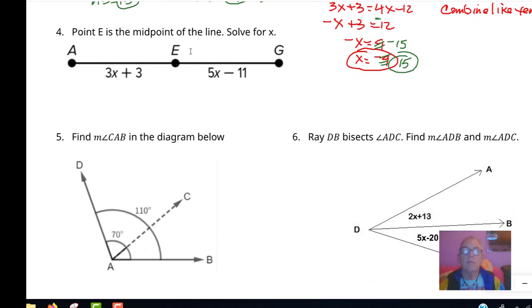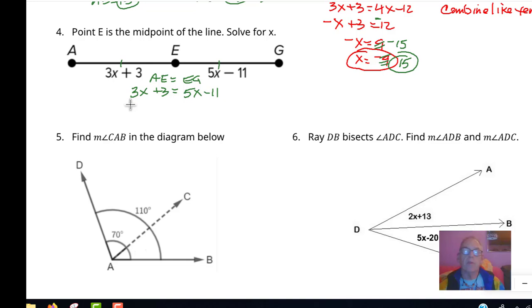Let's look up here. E is the midpoint. Now midpoint means it divides the line into 2 congruent parts. So this piece and this piece are congruent to each other, which means that we can set their measures equal to each other. 3x plus 3 equals 5x minus 11. So because of the midpoint, AE equals EG, and then we substitute those in.